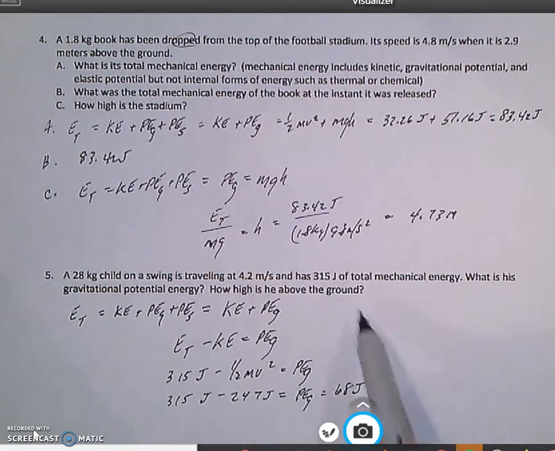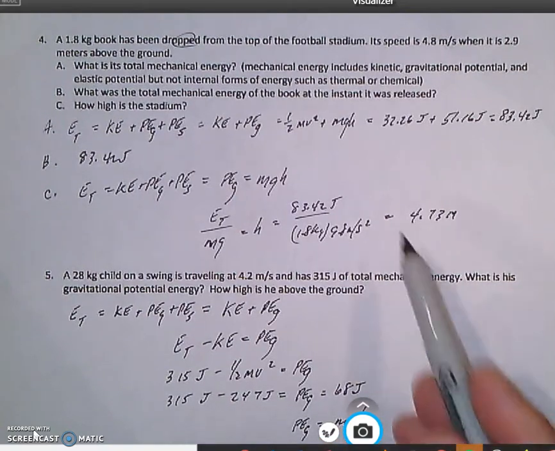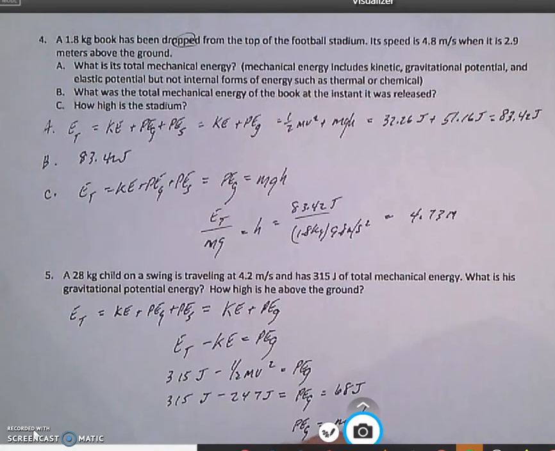How high is that above the ground? Well, we know that PE sub G is equal to M times G times H, same algebra as we had up here. Potential energy due to gravity divided by m times g equals h. With 28 and 9.8, that gives us a height of roughly 25 centimeters, which means it's pretty low to the ground.